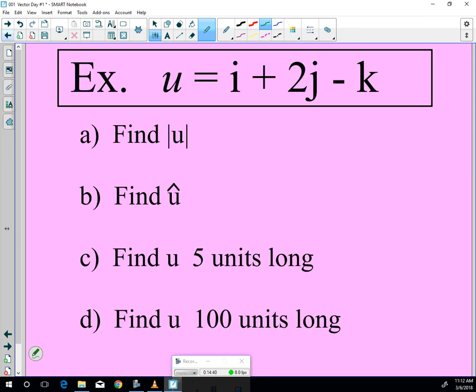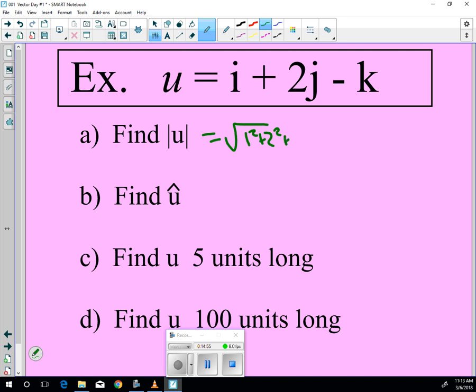All right, so I'm going to have you take this one, and I want you to find the magnitude, the unit vector, and make that vector 5 units long and 100 units long. Go. Did you get the square root of 1 squared plus 2 squared plus negative 1 squared? Did you get that? Square root of 6. So the unit vector u is just going to be 1 over the square root of 6. If this thing is the square root of 6, we want to divide by the square root of 6. i plus 2j.